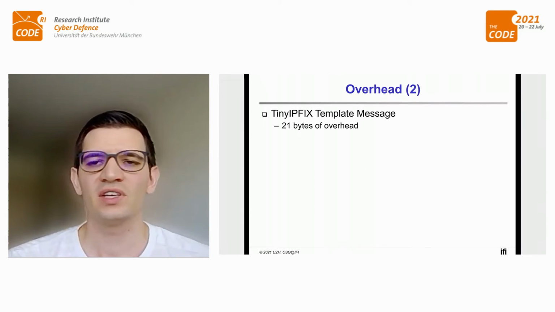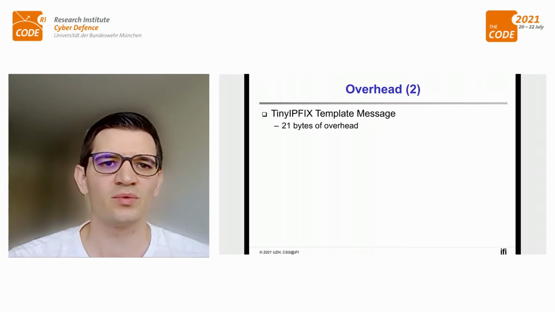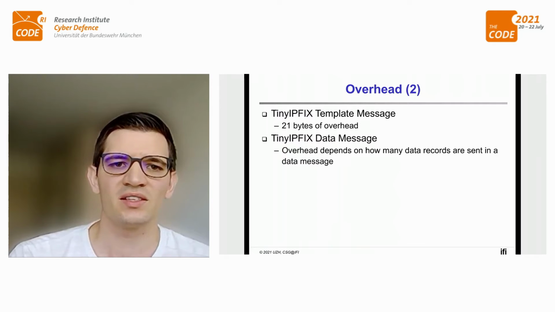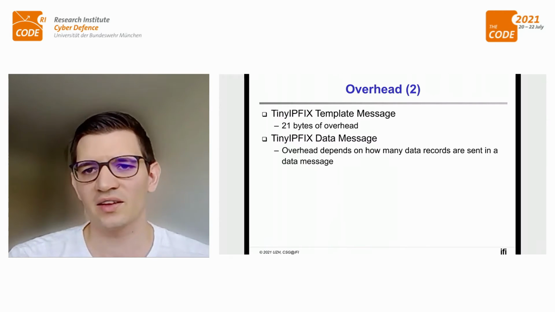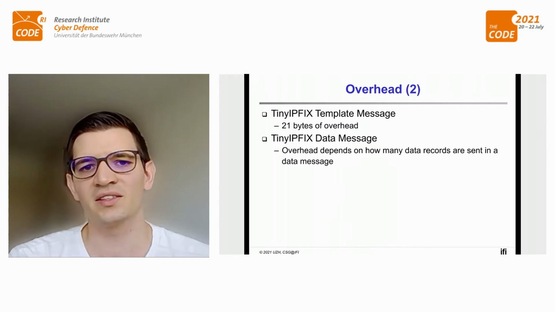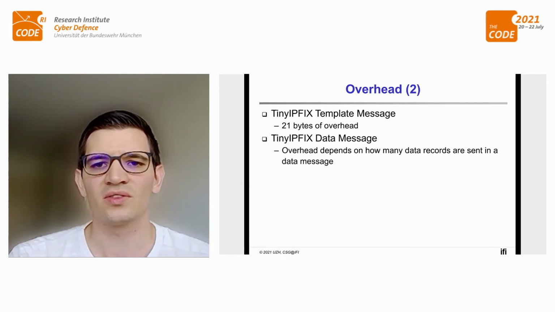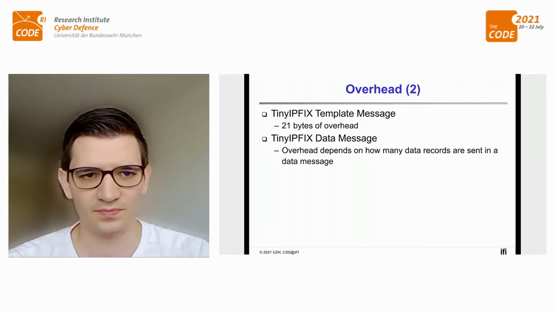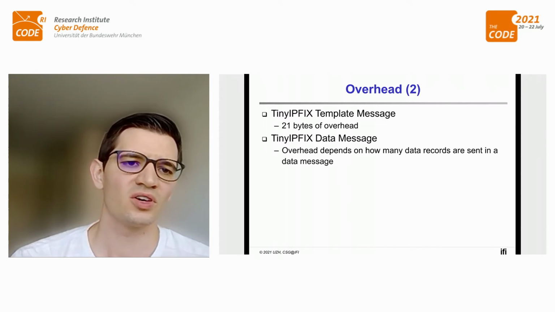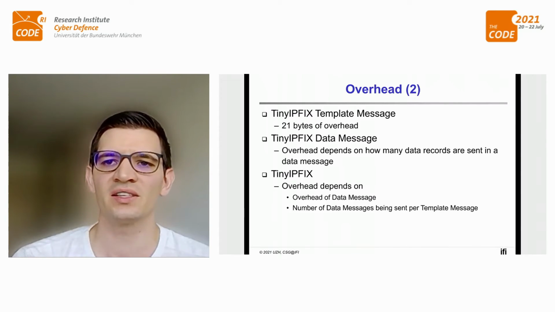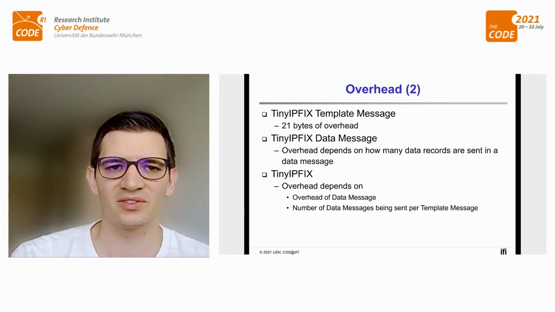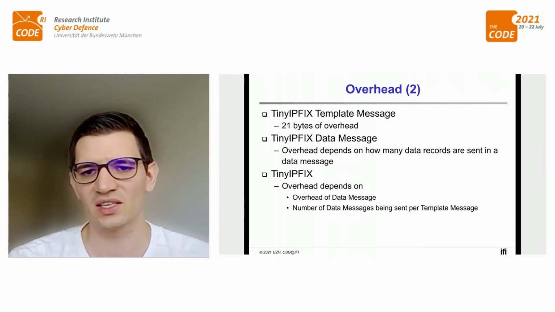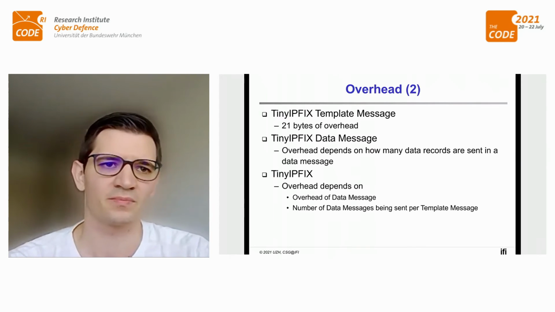In TinyIPFIX, a template message has 21 bytes of overhead. A data message has a variable amount of overhead. It depends on how many data records are sent in a data message. So overall, the overhead of TinyIPFIX depends on the overhead of a data message and how many data messages are sent until a template message is sent again.